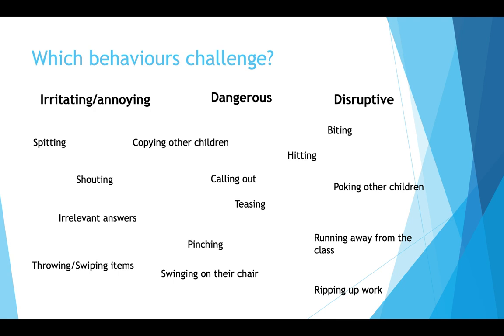And then you've got the disruptive behaviours, which can cross over into irritating or annoying. But ones like running away from class, for example, that's not just irritating or annoying, that's disruptive, because that causes a bigger amount of chaos. Ripping up work, it's always going to be disruptive because other children will react to that as well. And it tends to be part of an escalation of behaviours.